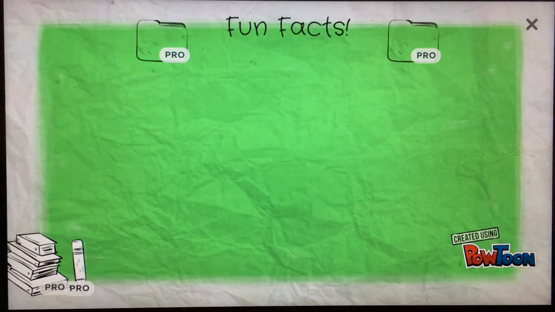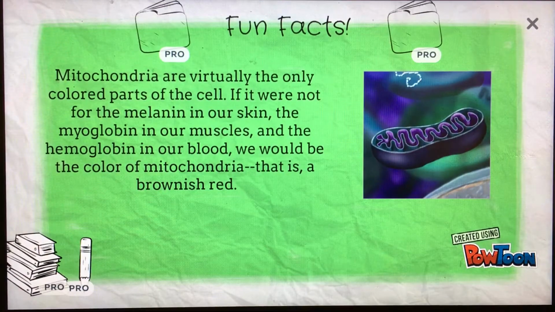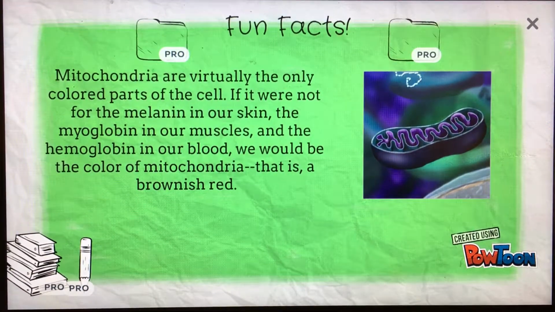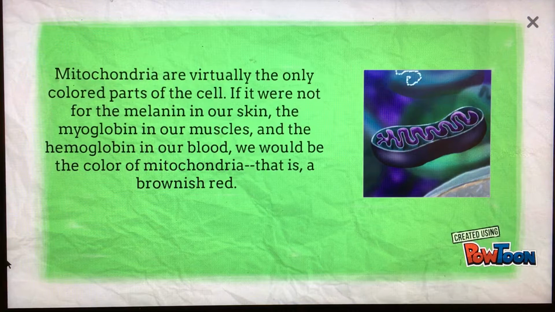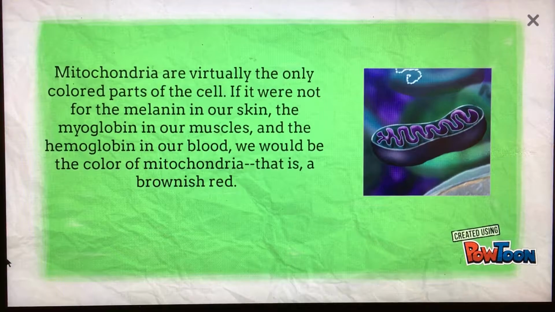Here are some fun facts about mitochondria. It's virtually the only colored part of the cell. If it wasn't for the melanin in our skin, the myoglobin in our muscles, and the hemoglobin in our blood, we would essentially be the color of mitochondria, which is a brownish red.